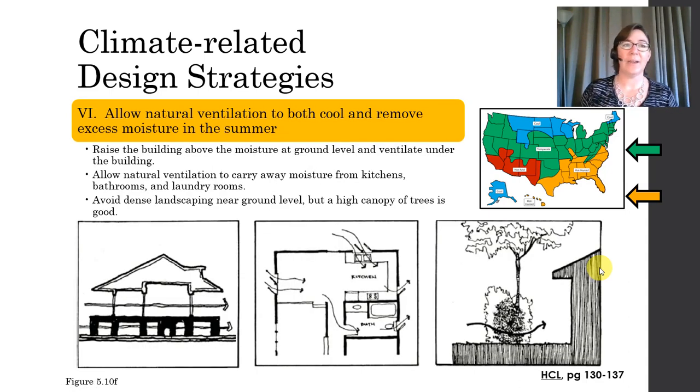Our next design strategy, we're at number 6 now, is to allow natural ventilation to cool and remove excess moisture. And this is most appropriate in the hot, humid zones and some of the temperate areas as well. And so you're going to raise the building above the ground level, and you can see that right here. Ventilate under the building, and you especially want any of the moisture producing rooms in your house, which are typically the kitchens, bathrooms, laundry rooms, to have the most ventilation.